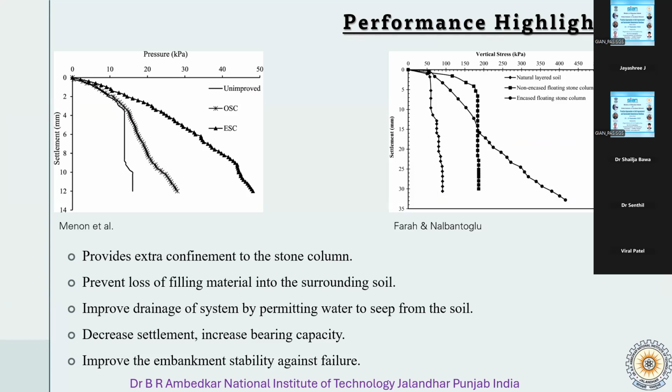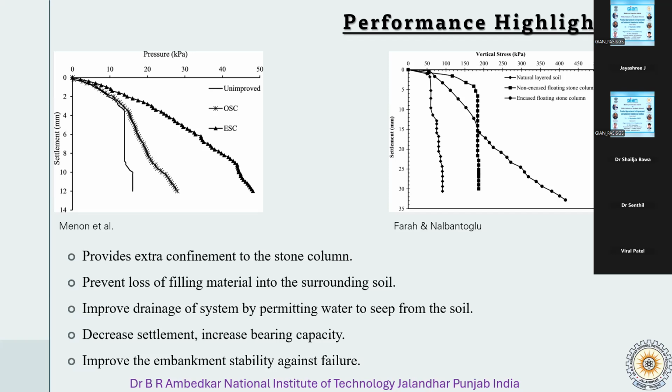So here you can see the stress strain curve, settlement pressure curve for unimproved soil also. You can see the ordinary stone column, OSC, and ESC is the encased stone column, for different types, for the same surrounding soil, for the same material of the stone columns. Okay, so how the encasing of the columns affects, that effect is clear in this graph.